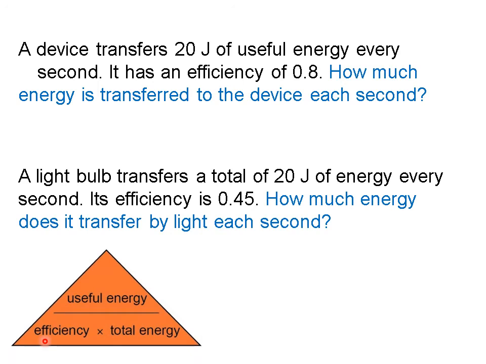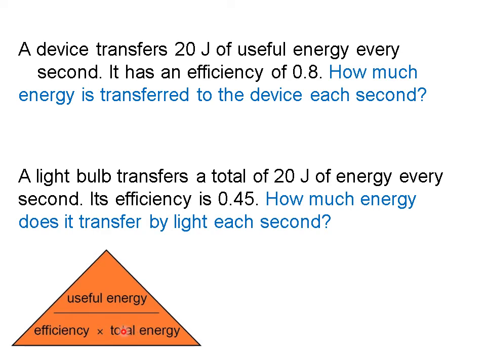Okay, so hopefully you've had time to have a go at these. I've got the triangle down here just to refer to if you're not sure how we came to the answers. So for the first one, it's telling you that a device transfers 20 joules of useful energy. So the useful energy is the 20, which is going to be on the top of the equation. And then we're going to divide that by the efficiency of 0.8. So the efficiency is here on the bottom.